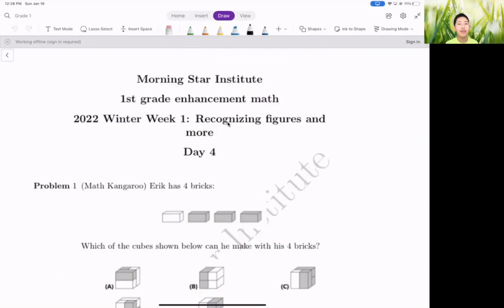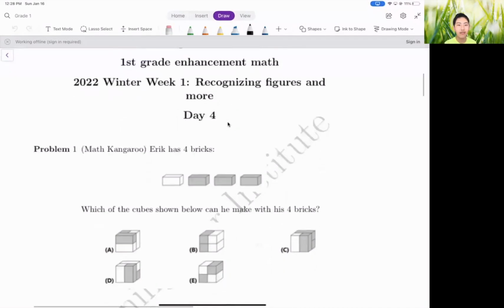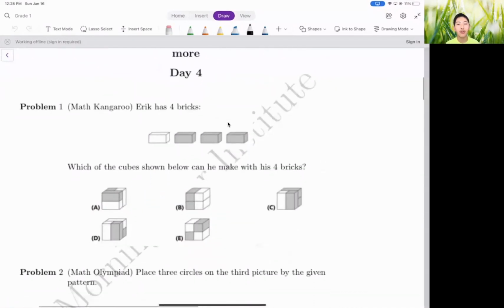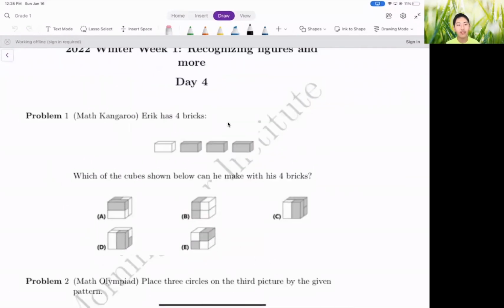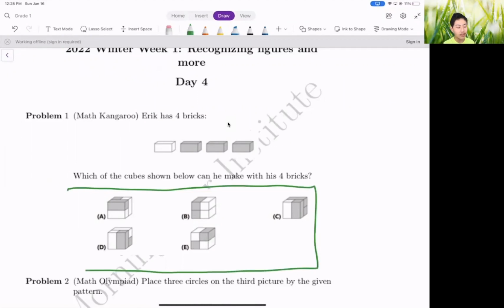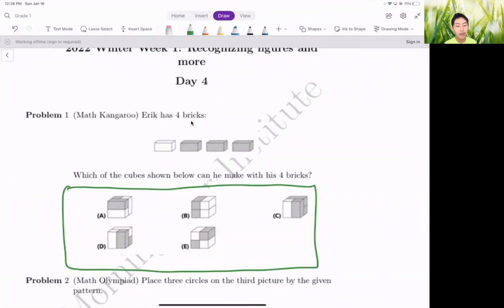This is the winter week 1, day 4 solution video. Problem 1. Eric has 4 bricks. Which of the cubes shown below can he make with his 4 bricks? For this problem, all we have to do is to play around with these 5 cases. And once you have done that, we know that the answer must be C, and it's pretty obvious too, because with the others, you only have 2 of these black bricks.